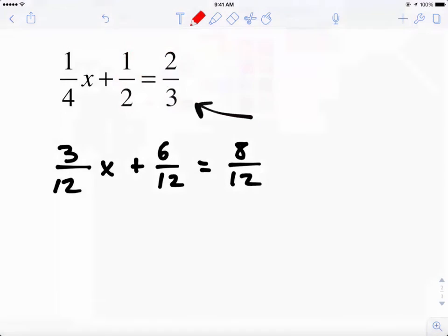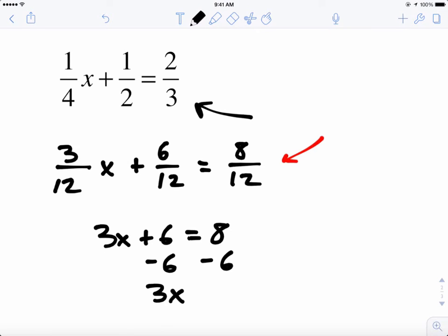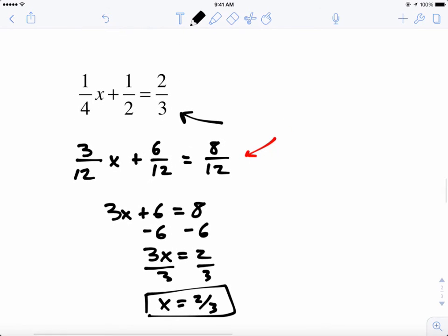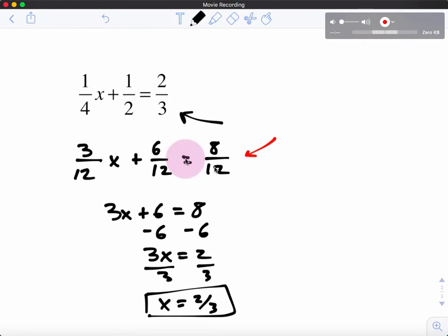Now you can multiply both sides of this equation by 12. That'll knock out all your denominators. You're left with just 3 times x plus 6 equals 8. Holy cow, life is good. 3 times x equals 2. Divide both sides by 3. X is equal to 2/3. Yowza, look how much simpler that was just by doing a little bit of tricky work with these fractions.